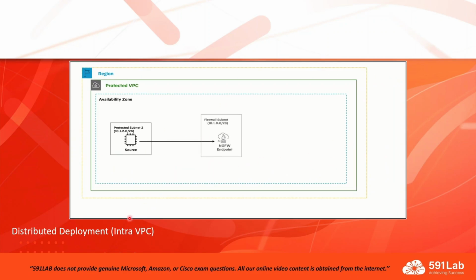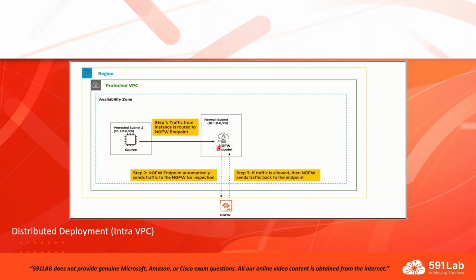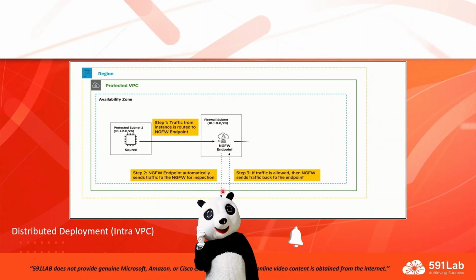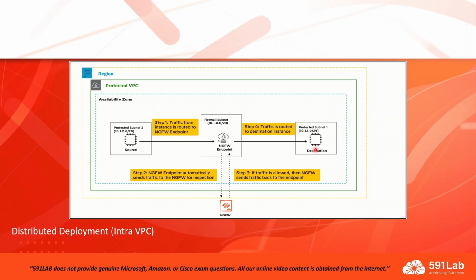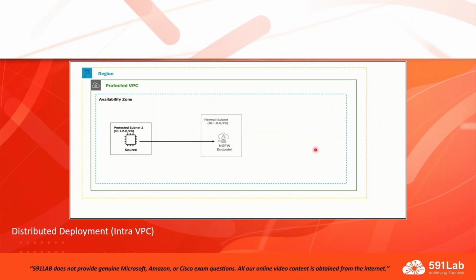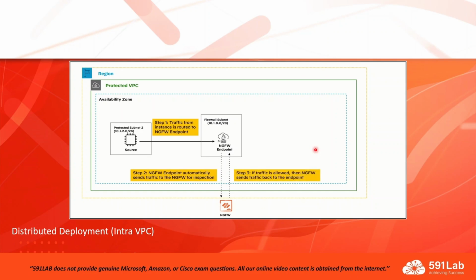The application load balancer will then send the traffic to the instance that hosts the application. The last one is the intra VPC. The distributed deployment can inspect the intra VPC traffic between subnets. The first traffic comes from subnet 2. The traffic will then point to the NGFW endpoint and the cloud NGFW, and then hit subnet 1 to the destination application. This intra VPC deployment can maximize the inspection within the VPC for the different subnets.